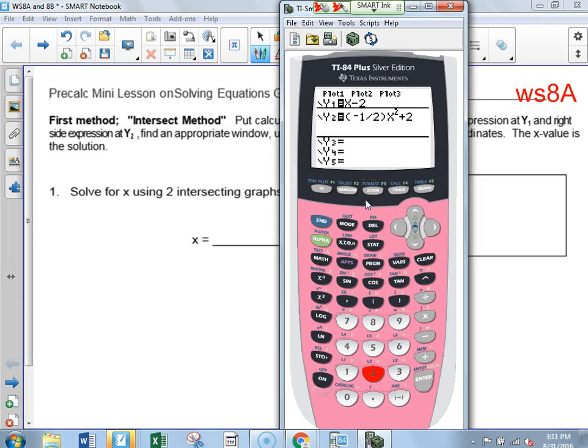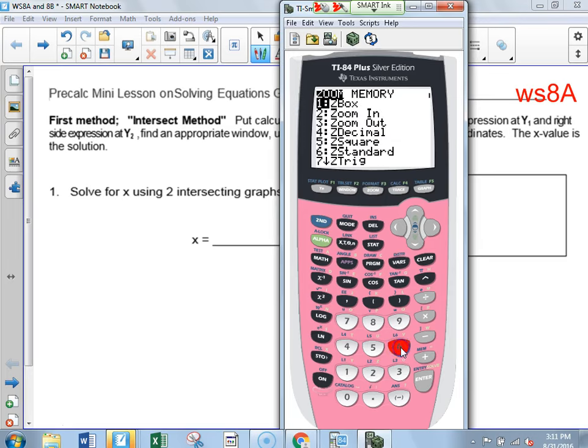All right. Actually, what was your first thought for the window? My first thought is always to try a standard window. So I did a zoom 6, and it worked pretty darn well. Do you see both intersection points? Okay. It's important you get good at thinking about what you're graphing.